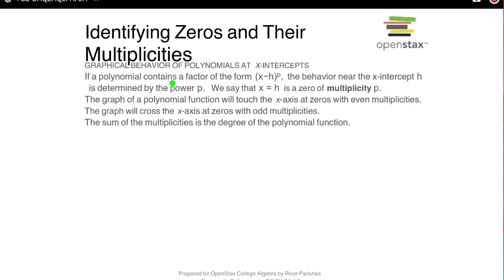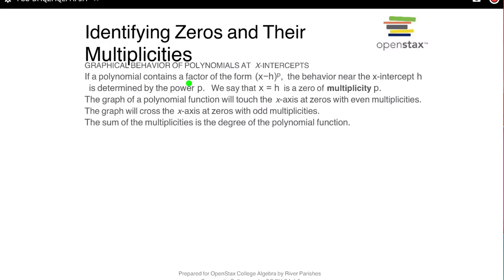If a polynomial contains a factor of the form x minus h to the p, the behavior near the x-intercept h, okay, so remember when we have a polynomial factored and we set it equal to 0, we can set each factor equal to 0 to find the zeros, and the zeros would be right here. So if it was x minus 2, then the zero would be 2. So going back, let me just start over.